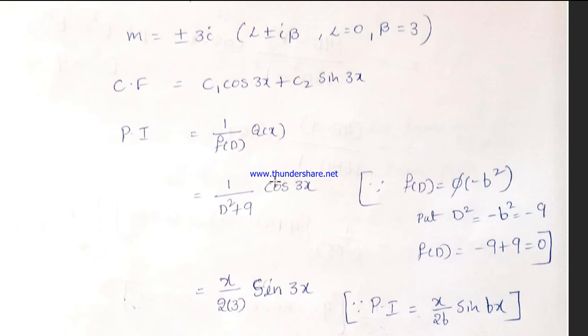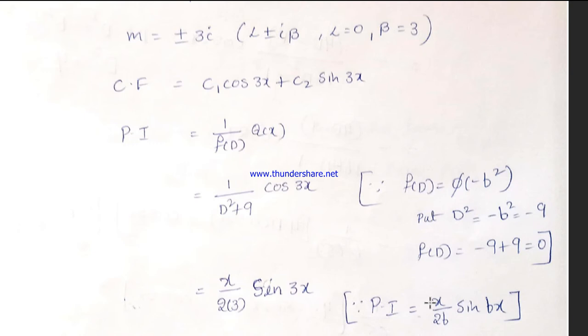But if you substitute, D square is equal to minus b square. Why? b is equal to 3, b square is equal to 9. Minus b square means minus 9. If you substitute here, minus 9 plus 9 value is 0. So f of D value is 0. If you substitute D square is equal to minus b square, that's why we can go to the second case.